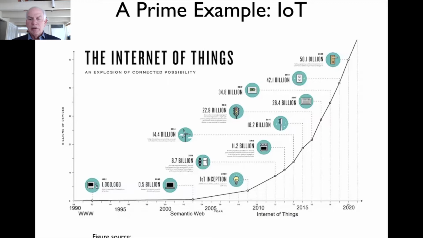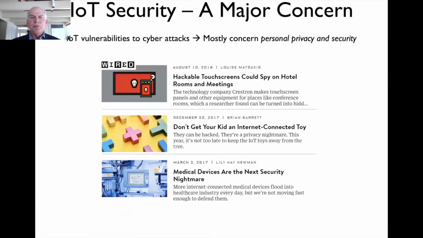So there are a lot of architectural and practical issues in Internet of Things type applications that mitigate against using traditional methods of securing wireless links. And of course, it's a big concern. There's been a lot of press about Internet of Things privacy and security concerns.